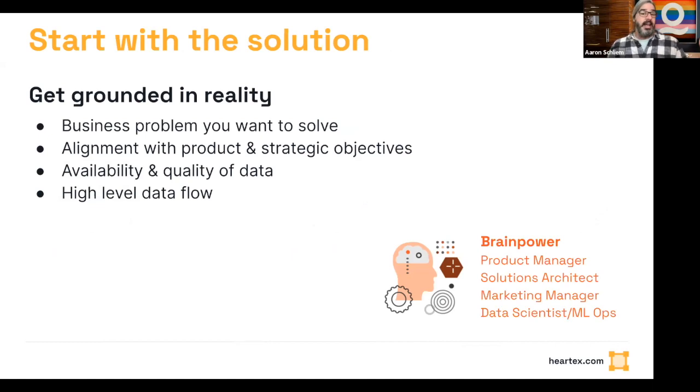And that needs to be aligned with what your strategic objectives are as a company and what your product vision is. So typically, these models are part of a product that you're delivering to the market or that you're using internally to affect your own efficiencies. So you need to make sure that you're clear on what those objectives are, so that ultimately the work that you're doing is going to solve a problem and not just create a result.